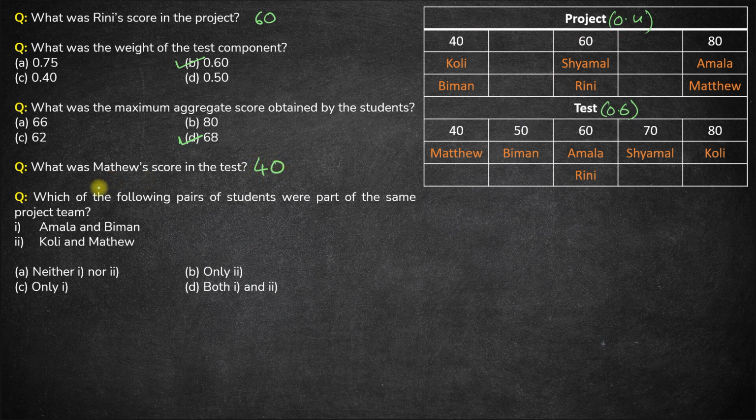And coming to the last question, which of the following pairs of students were part of the same project team? Amala and Biman are not part of the same project team, so this is rejected. Koli and Mathew are also not part of the same team, so this is also rejected. That means option A, neither 1 nor 2. None of them is correct.